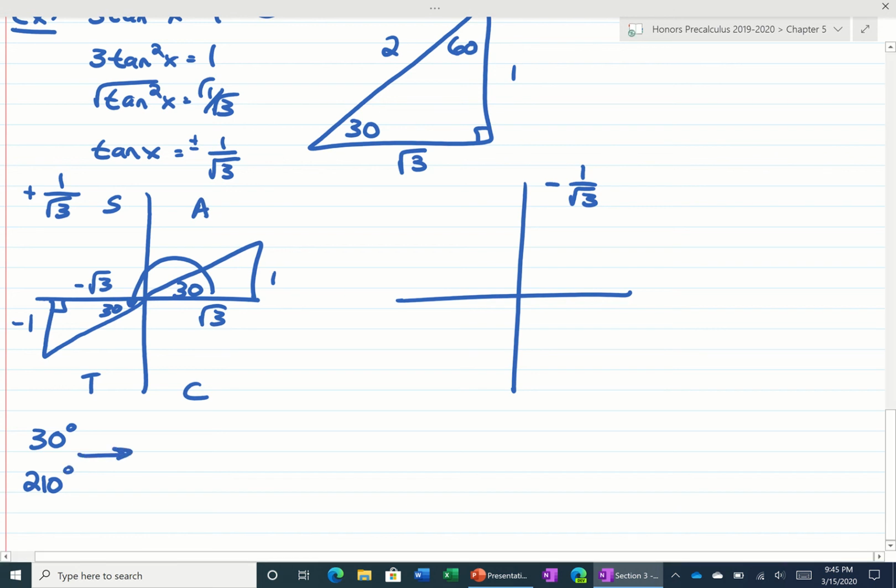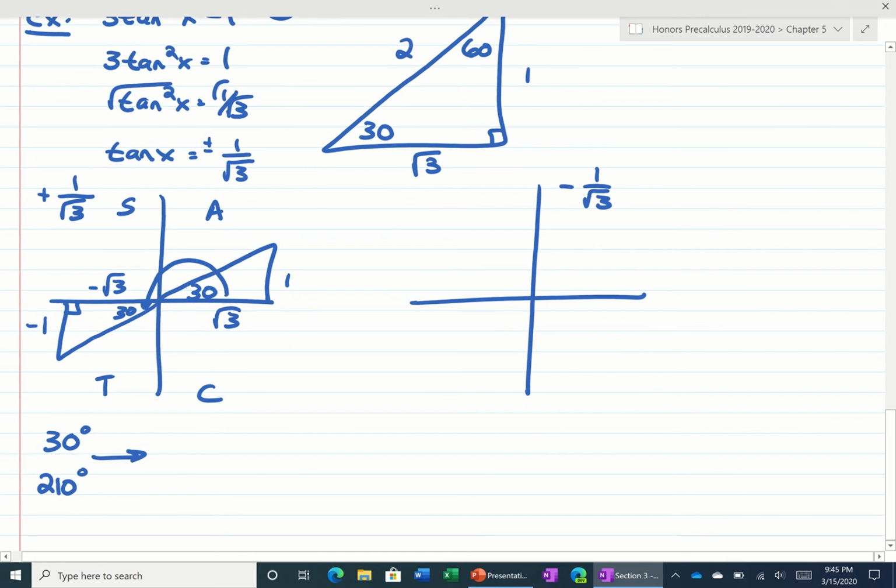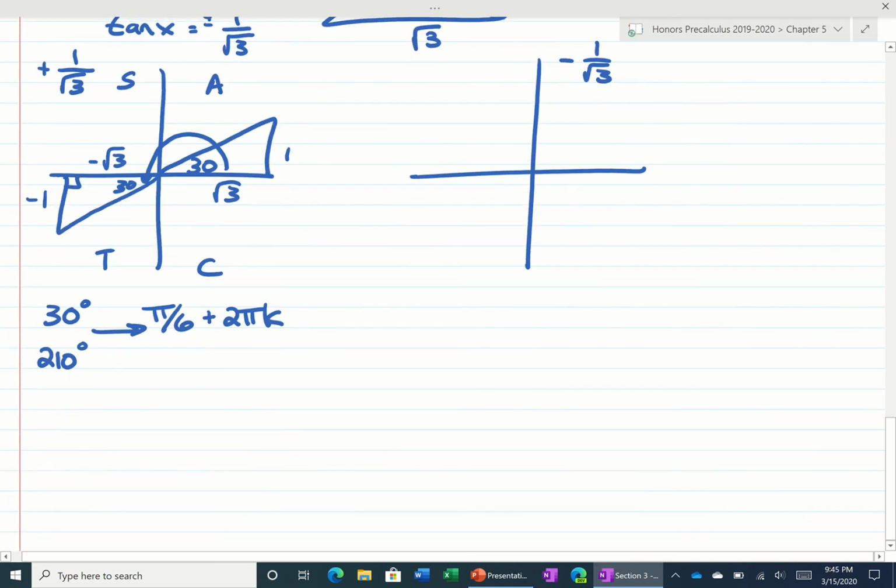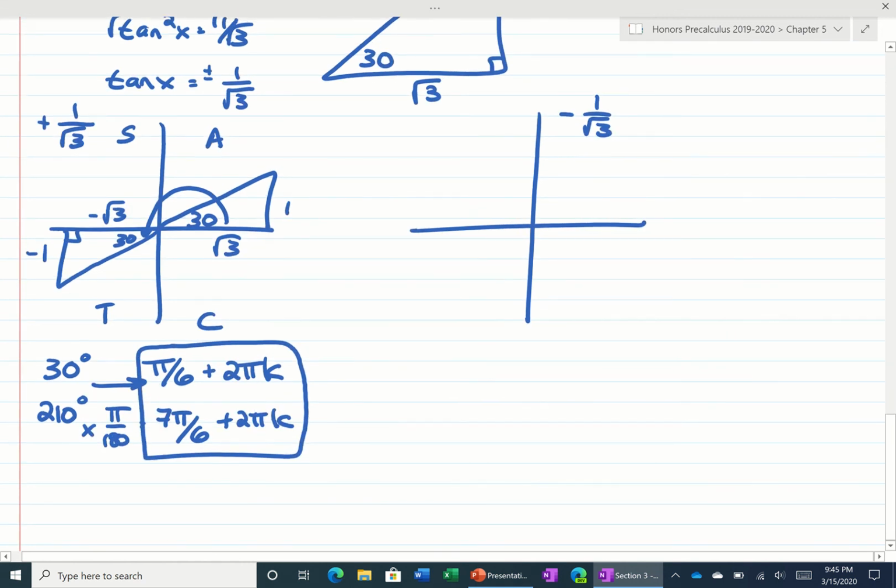We should convert it to radians because we have x, so 30 degrees would be pi over 6 plus 2 pi k, and 210, I'm just going to have to do that real quickly here, 210 times pi over 180. So I'm going to type 210 on my calculator divided by 180, and my calculator is saying it's 7 pi over 6 plus 2 pi k. Now that's when tangent would give us a positive 1 over root 3.